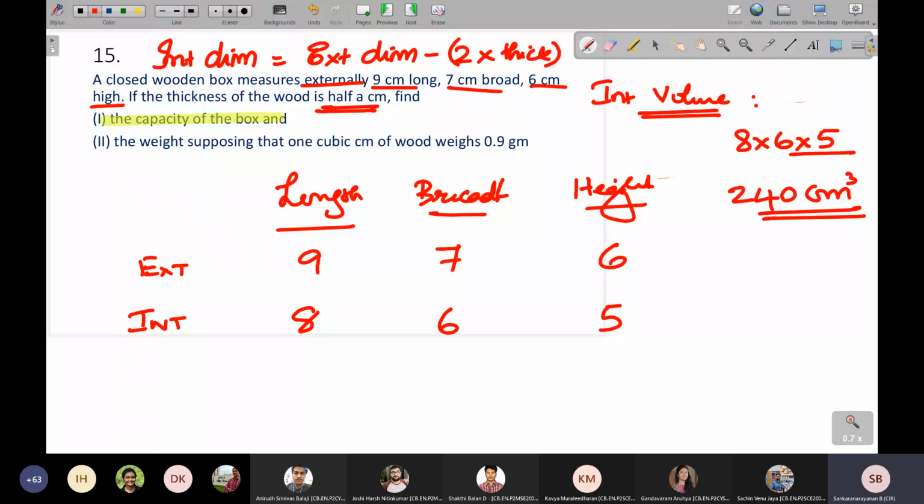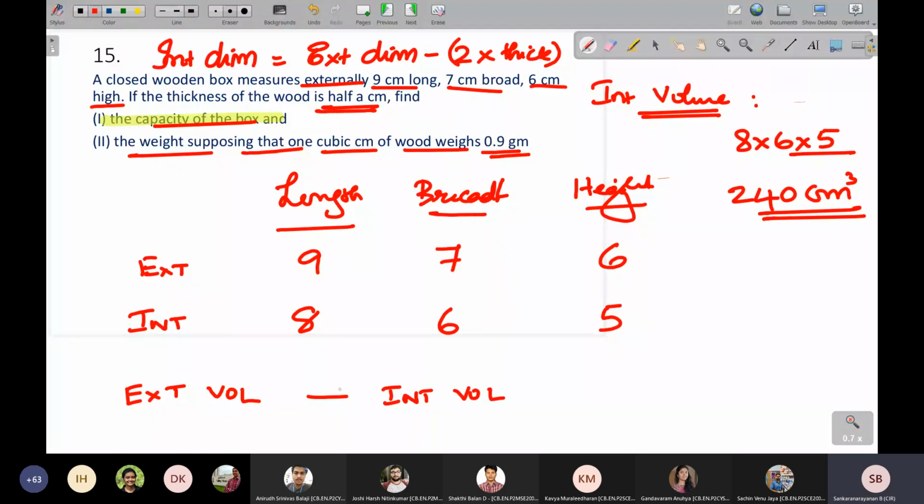Got it? Now the next question: what is the weight of this box, supposing that 1 cubic centimeter of the wood weighs 0.9 gram? So we have to consider that this box is empty and we need to only focus on the amount of wood that is being used here. If you want to find the amount of wood, you calculate the external volume, then find the internal volume. If you subtract the internal volume from the external volume, the full volume, you will get the volume of the wood that is used.